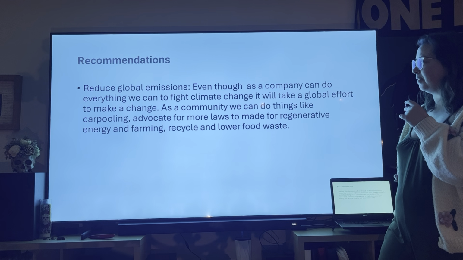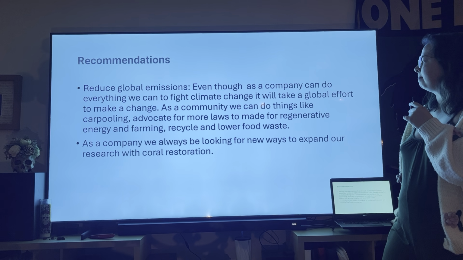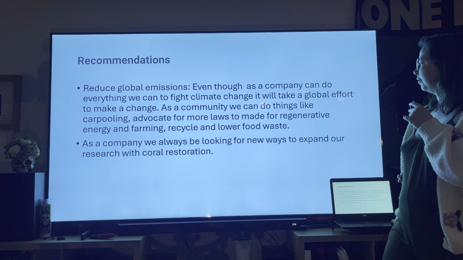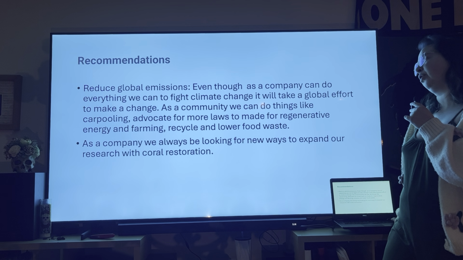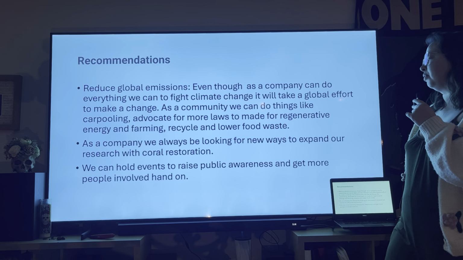Regenerative energy, farming, recycling, and lowering food waste. As a company, we'll always be looking for ways to expand our research with coral restoration. We can hold events to raise public awareness and get more people involved.